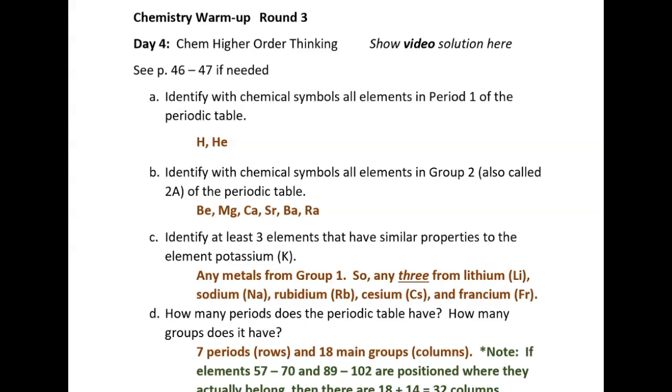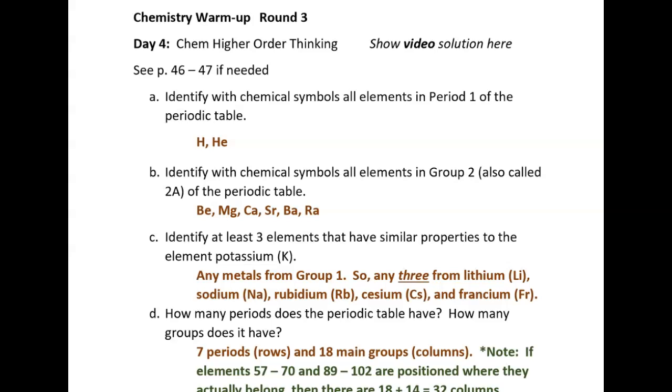Question C, identify at least 3 elements that have similar properties to the element potassium, which has the atomic symbol capital K. It is a key principle of chemistry class that the elements were located in the periodic table based upon their properties. All elements that have similar properties were placed into the same column of the chart. So find what column capital K is in.